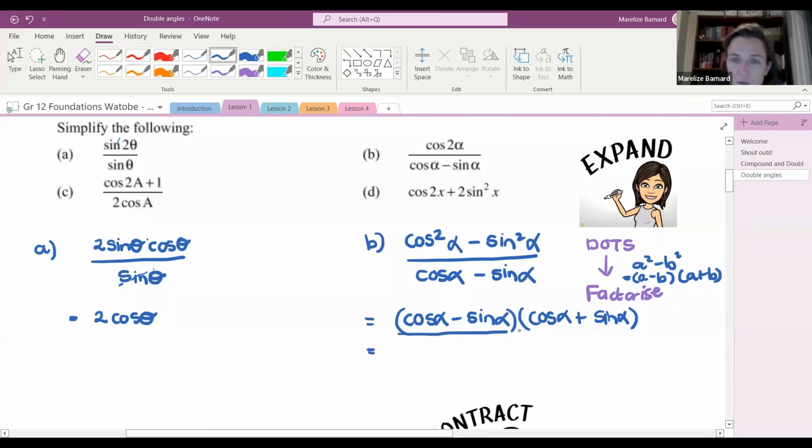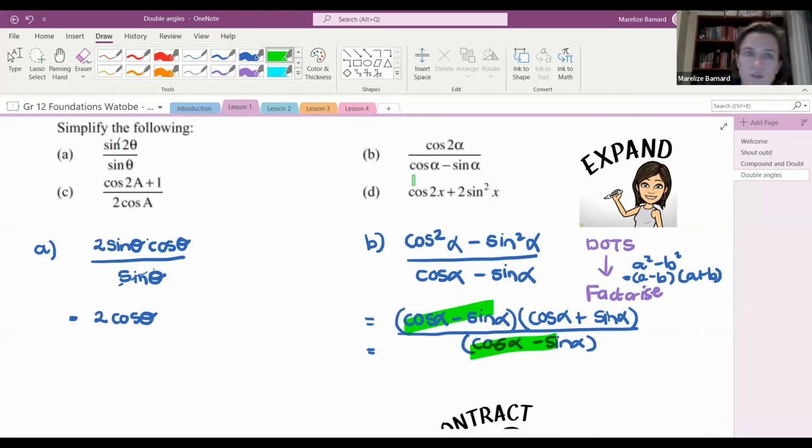Okay, and this is all over cos alpha minus sine alpha. And because that whole denominator is the same as a whole one of these brackets, we can cancel or divide them. And we are left with cos alpha plus sine alpha.